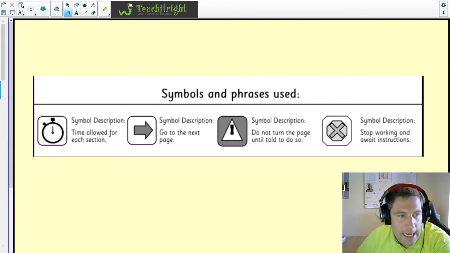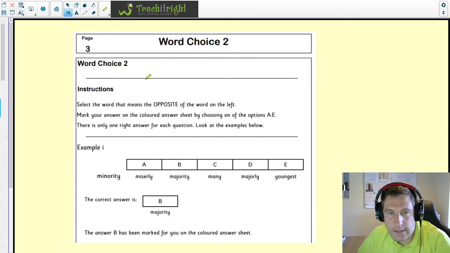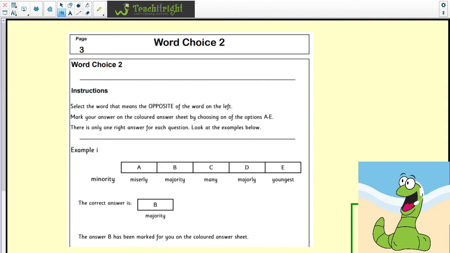Right, let's go and have a look at the first section. So we're going to go down through word choice 2. I'm actually going to put Billy the Bookworm in the bottom corner just so it's easier for you to follow down through. And we're going to start by looking at the opposite section. Now, with opposites, just remember that you're doing opposites, not synonyms. You can use elimination in your booklet if you want to. You can cross out the wrong answers.